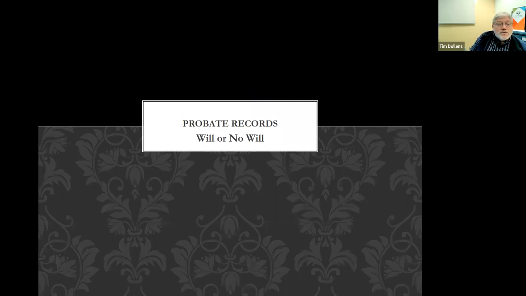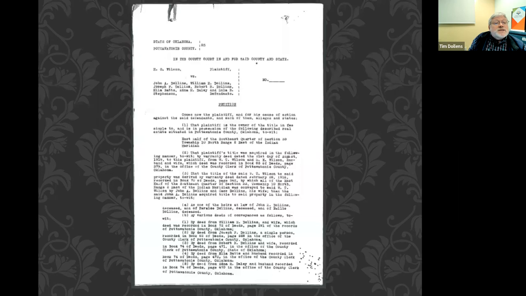Probate records, will or no will, it's always important, but a probate record is a very important record that you need to look for when a person dies, and the kinds of records that are going to be proven to you when that person's records are in the local courthouse with probate records. So right here is a court record that shows where an H.C. Wilson is the plaintiff versus all these Dollens people, defendants. And basically, it's a civil suit over the disbursement of property when someone died. They're saying, hey, we all are part of this property. It's not just this person. So we're suing for our portion of this estate. And so right here, you get all the relationships of the heirs.